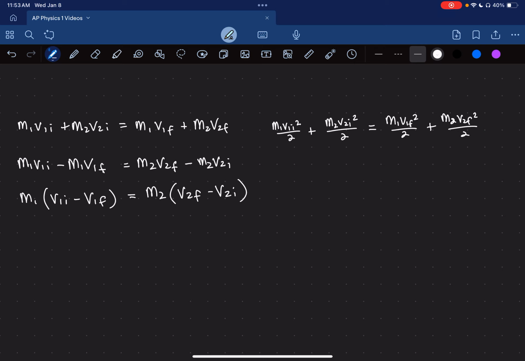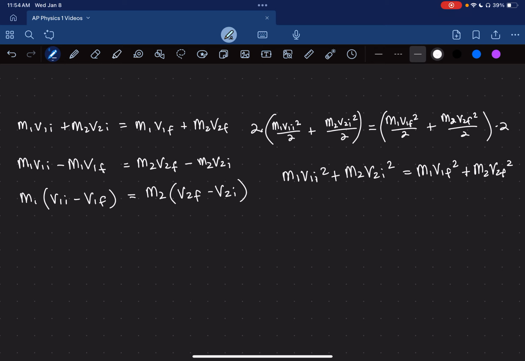Over here, this is, again, only for elastic collisions, and so this statement holds. The kinetic energy combined before the collision is equal to the kinetic energy after the collision. Every term has a 2 underneath, so we'll multiply both sides by 2, which cancels out all the 2's. This is m1 v1i squared plus m2 v2i squared equals m1 v1f squared plus m2 v2f squared.